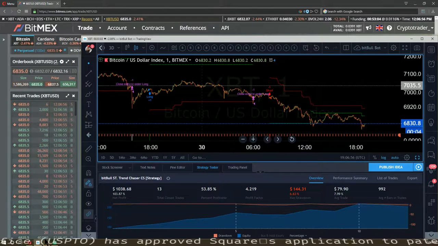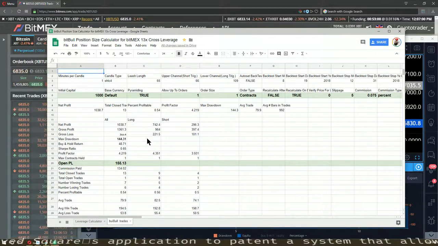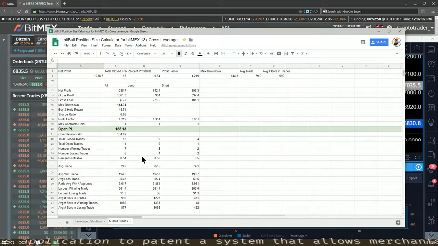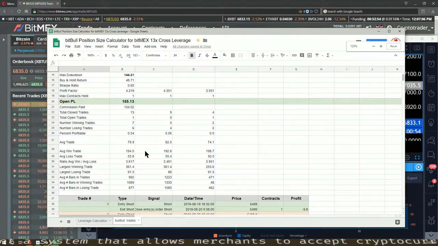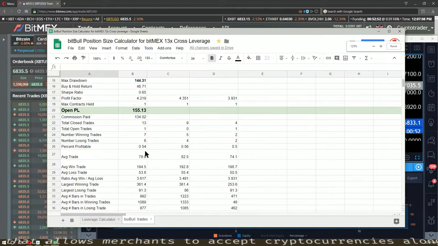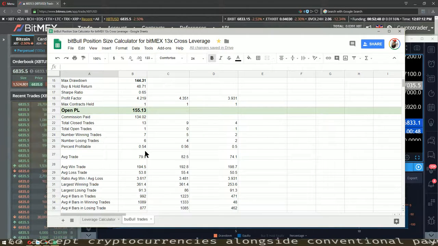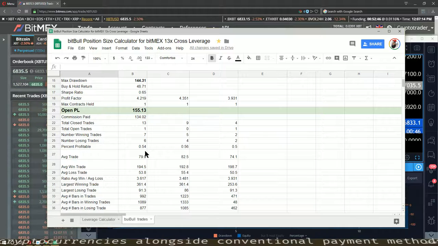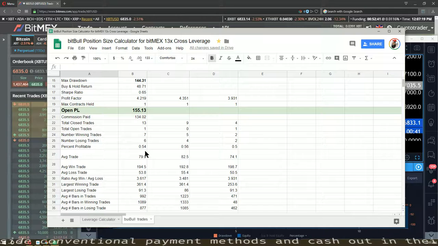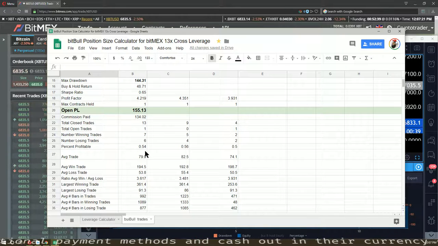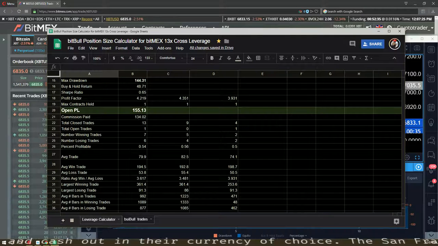Let's go take a look at the list of trades. Go through this. I'm going to blow this up just a little bit, make it a little bit more pleasing to the eyeballs. How do I do that again? There it is.